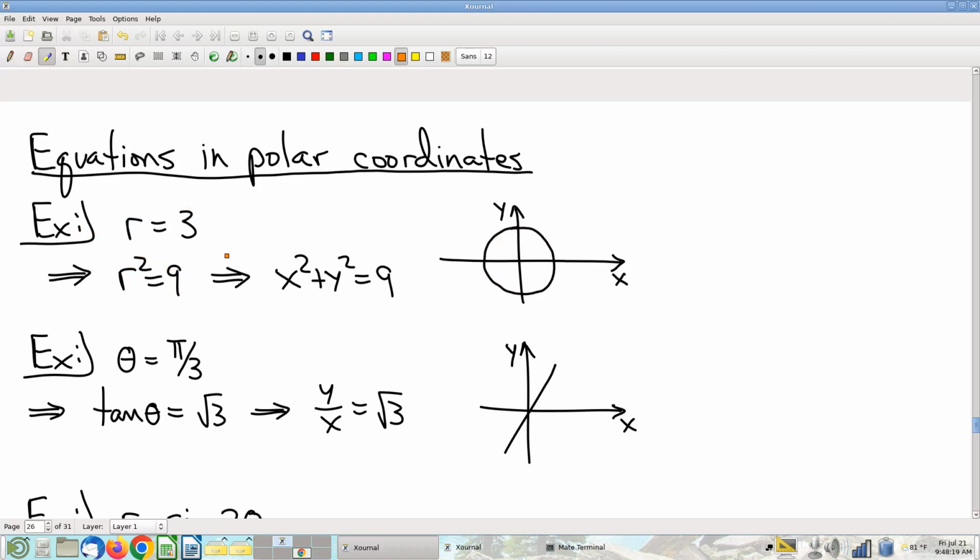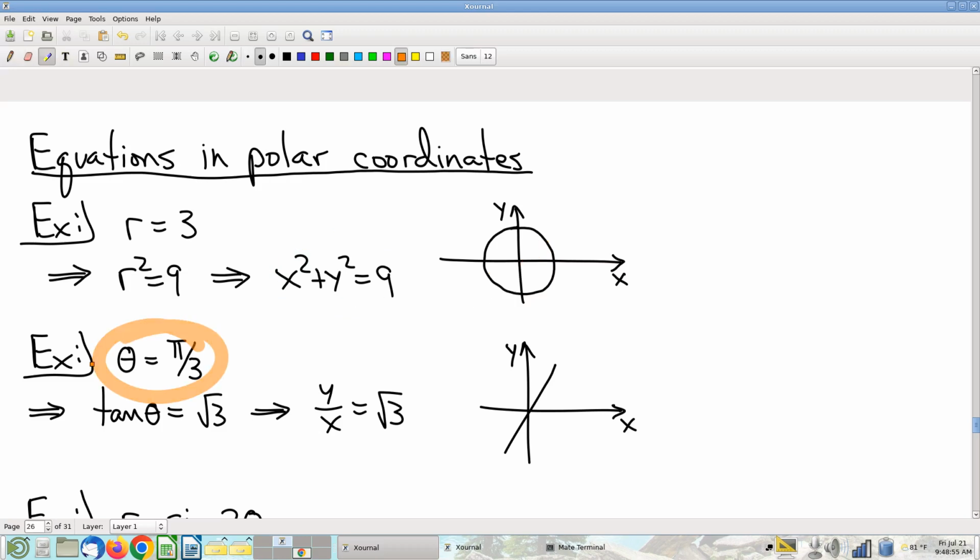Now, just to put an algebraic stamp on it, notice if r is equal to 3, then r squared is equal to 9, and of course r squared is x squared plus y squared. That's a basic formula of polar coordinates. That's just the Pythagorean equation on the triangle. And once you make that substitution, then you get the familiar rectangular equation for that circle. So there's an algebraic way to think about this, and there's a sort of a geometric, intuitive way to think about it. Same answer either way.